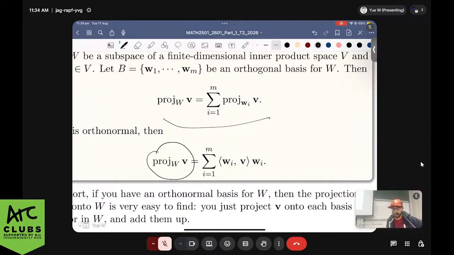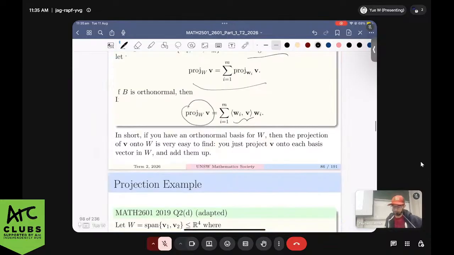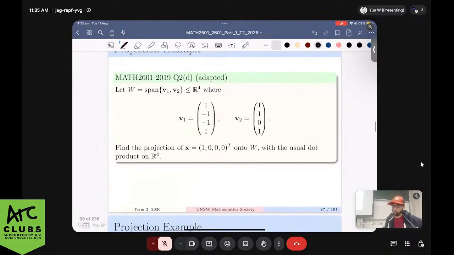This only works for an orthogonal basis, right? This is also the same here. You take the scalars to be the inner products with Wi, and you just take that linear combination of the Wi vectors. Yeah, okay. So here's an example. We have these two vectors in R4. Find the projection of X equals this thing onto W, which is the span of this.